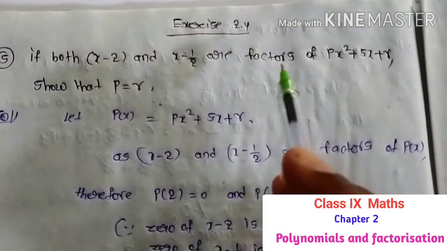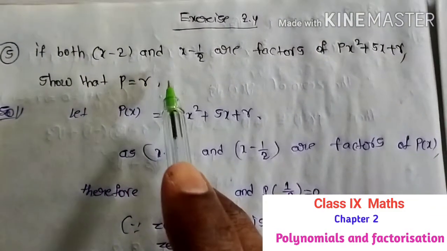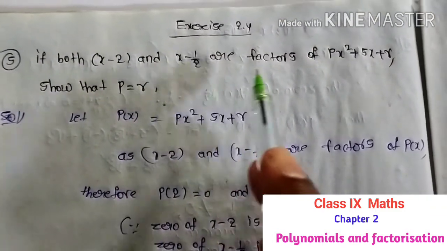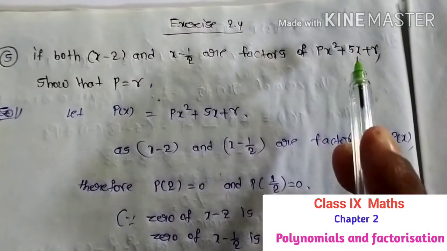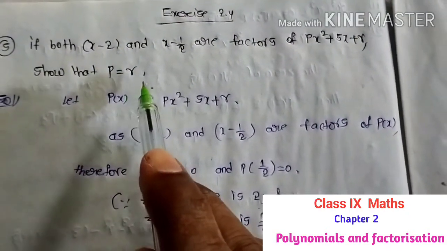Now you can see here exercise 2.4, question number 5. If both x minus 2 and x minus 1 by 2 are factors of px square plus 5x plus r, then show that p is equal to r.